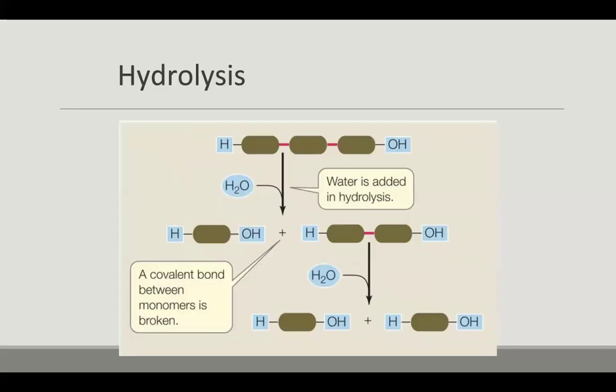Then you have hydrolysis. Hydrolysis is how you break down polymers into monomers. So when polymers are breaking down, water molecules are added to a polymer. When water molecules are added to a polymer, then one monomer attaches to an OH, another monomer attaches to a hydrogen, and then the covalent bond is broken down.